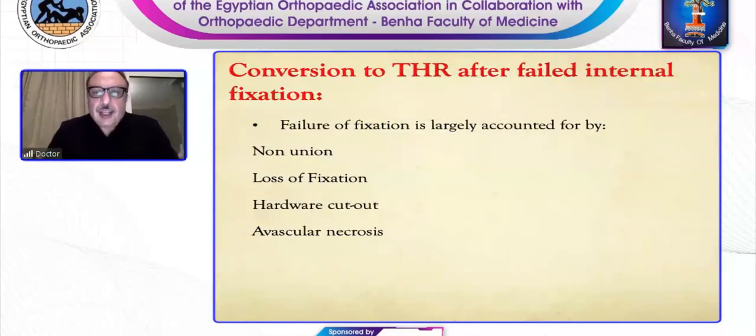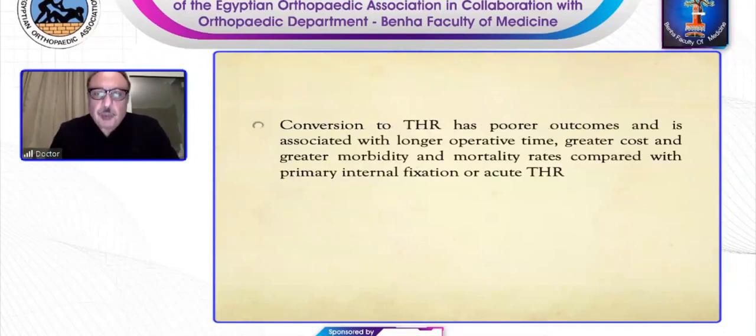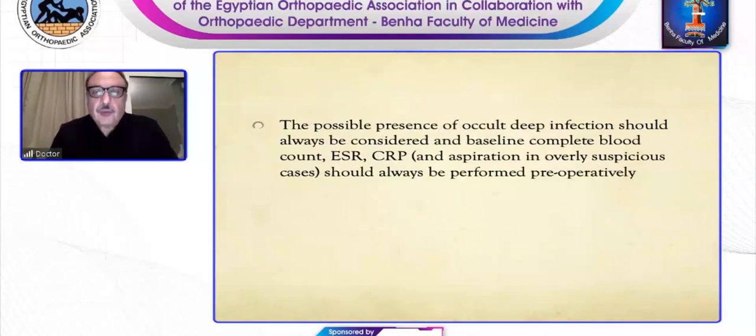Failure of fixation is largely accounted for by non-union, loss of fixation, hardware cut out, and avascular necrosis. Conversion to total hip replacement has poorer outcomes and is associated with longer operative time, greater cost, and greater morbidity and mortality rate compared with the primary internal fixation with acute total hip replacement. The possible presence of occult deep infection should always be considered, and baseline complete blood count, ESR, CRP, and aspiration in overly suspicious cases should always be performed preoperatively.